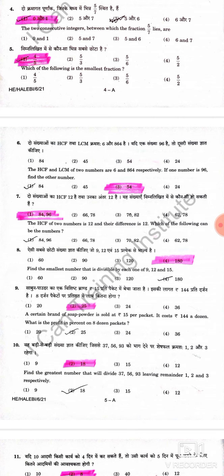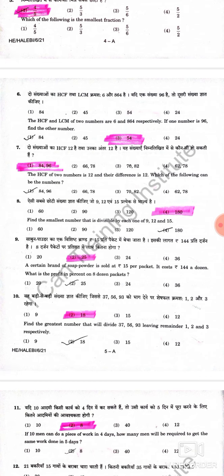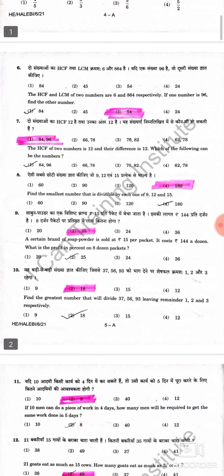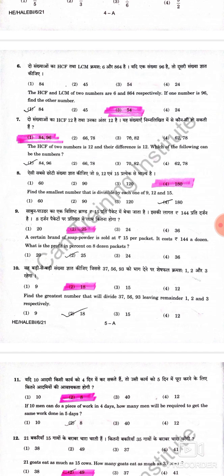Which of the following is the smallest fraction? And the answer is option number 1. Question number 6. The HCF and LCM of two numbers are 6 and 86 respectively. If one number is 96, find the other number. And the answer is option number 3.